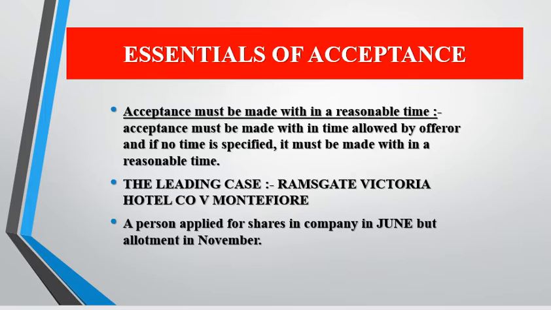Ramsgate Victoria Hotel Company versus Montefiore. A person applied for shares in a company in June, but the allotment was made in November, so it was not a reasonable time period. So it was not a valid acceptance.